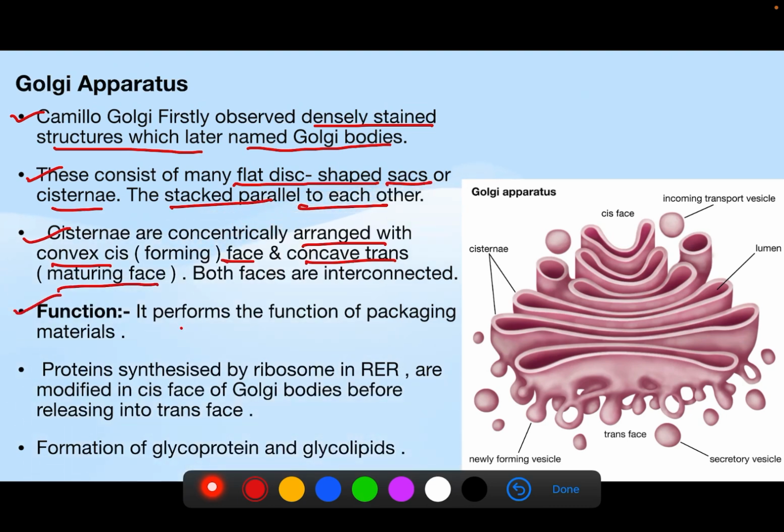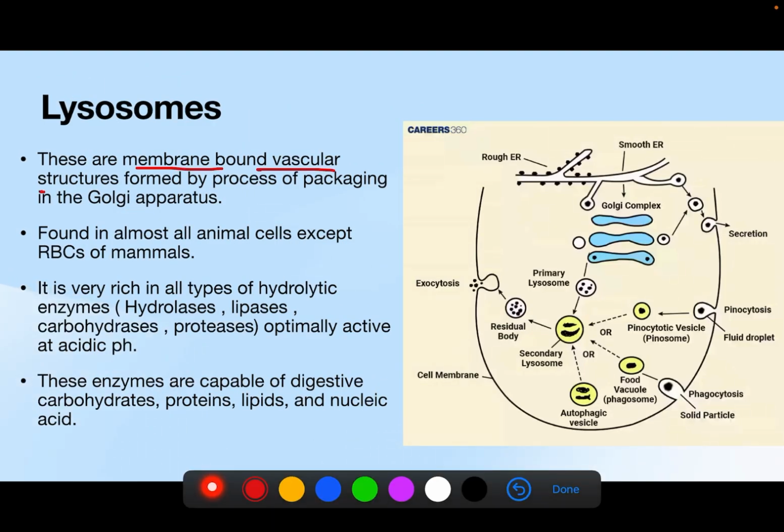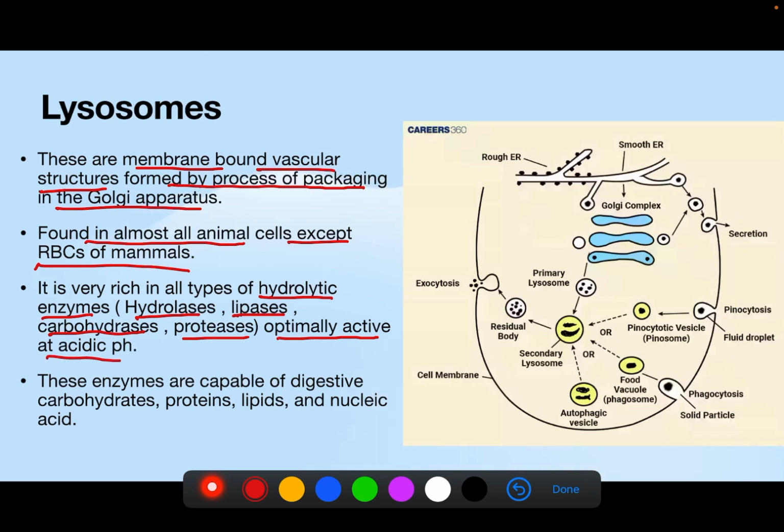Now the function of the Golgi apparatus is packaging of materials. Proteins synthesized in the ribosomes on the RER are modified on the cis face of the Golgi bodies before being released from the trans face. Next we have the lysosome. These are membrane-bound vesicular structures formed by the process of packaging in the Golgi apparatus. They are found in almost all animal cells except the RBCs of mammals. They are very rich in all types of hydrolytic enzymes like hydrolases, lipases, carbohydrases, and proteases, optimally active at acidic pH.